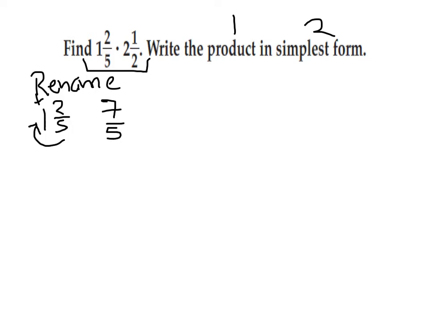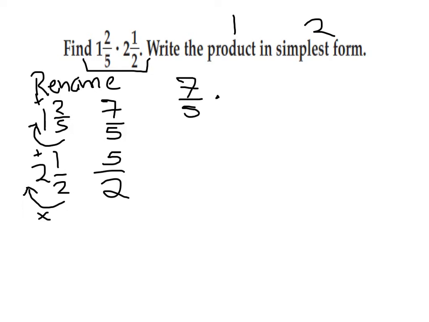After that, I'm going to go ahead and rename the 2 1/2, do the same thing again. Multiply the two numbers, then add the numerator. So 2 times 2 is 4, plus 1 is 5, and the denominator stays the same. So now I'm going to go ahead and write these out. 7/5 times 5 over 2.